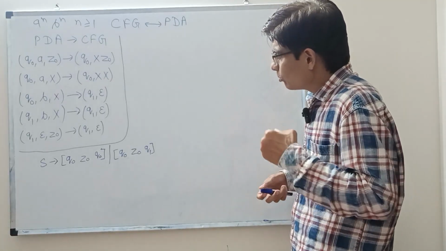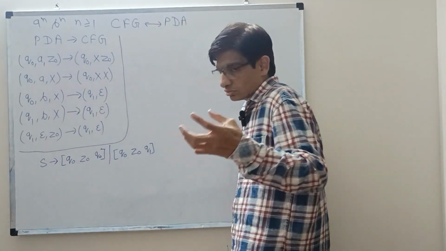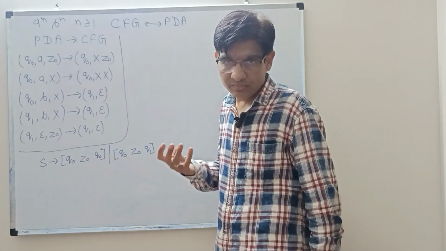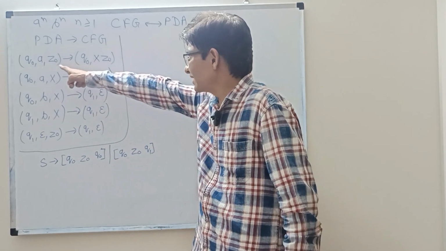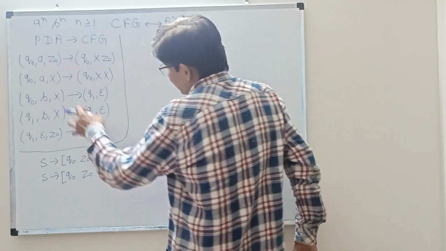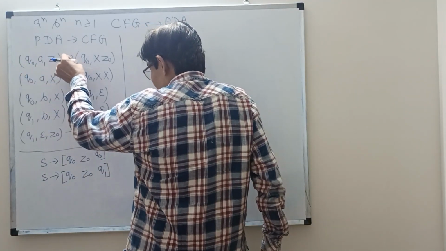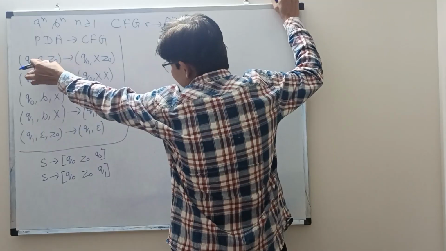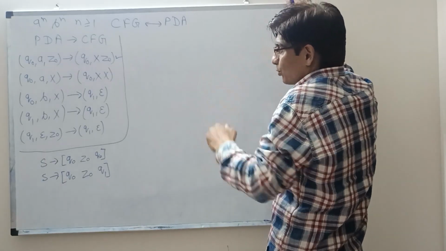Now I will create more productions with the help of all these transitions. So I hope, friends, till now it is very clear how to create the productions of the start variable, and now I will tell you how we can convert all these transitions into production rules. I will take one transition rule at a time, and I will convert one transition into corresponding productions. For now I will take this particular transition to convert it into production rules.